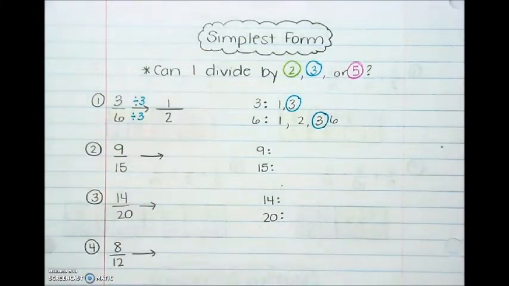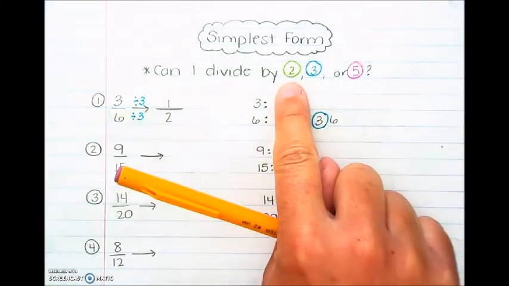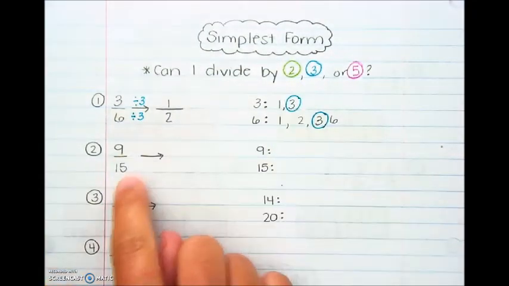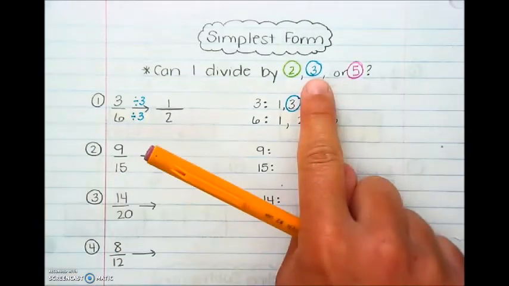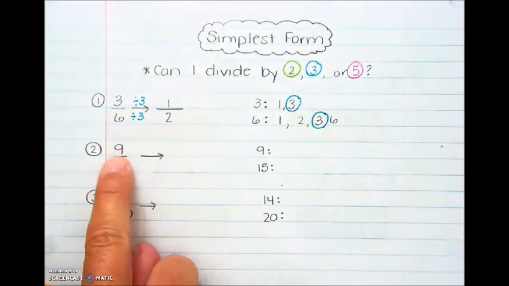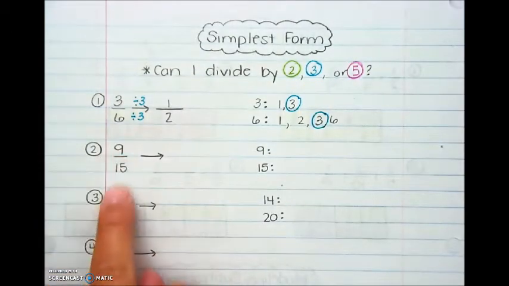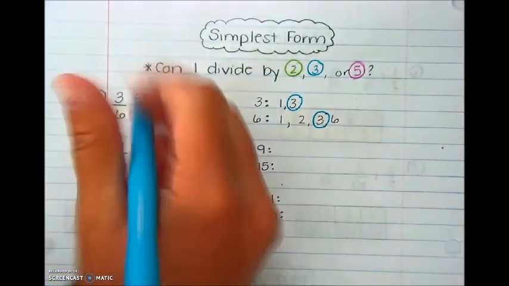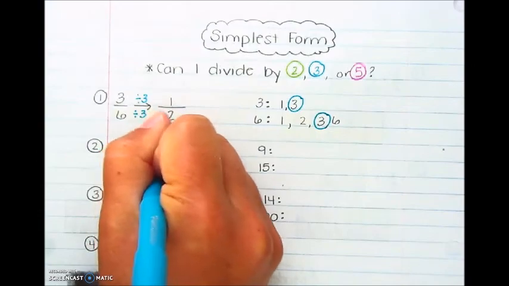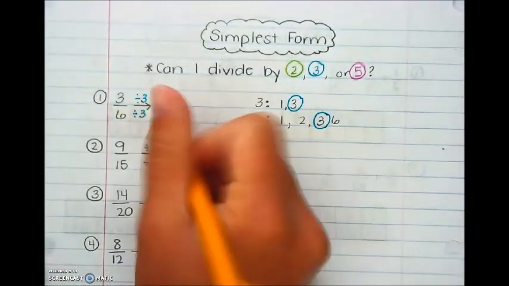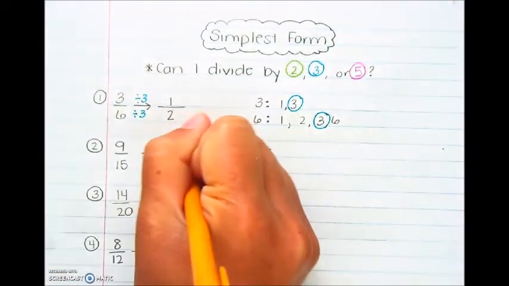Let's take a look at 9 and 15. Can I divide them both by 2? No, because they're both odd numbers, so that would not divide evenly by 2. Can I divide them both by 3? Well, 9 divided by 3 is 3, and 15 divided by 3 is 5. So let's check that. If I divide by 3, divide by 3, I end up with 3/5.